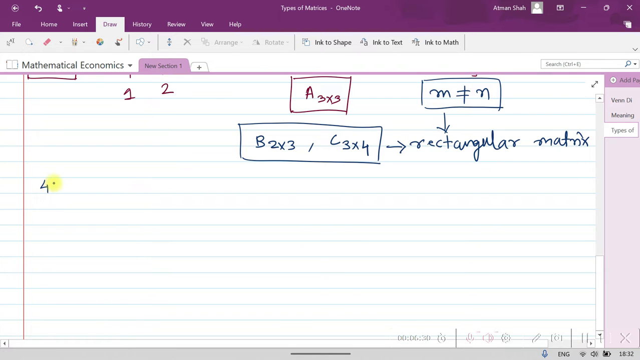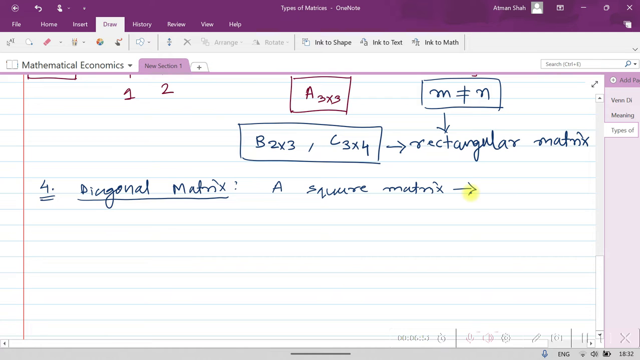Fourth is diagonal matrix. A diagonal matrix is a square matrix in which all the elements except the diagonal elements are 0.